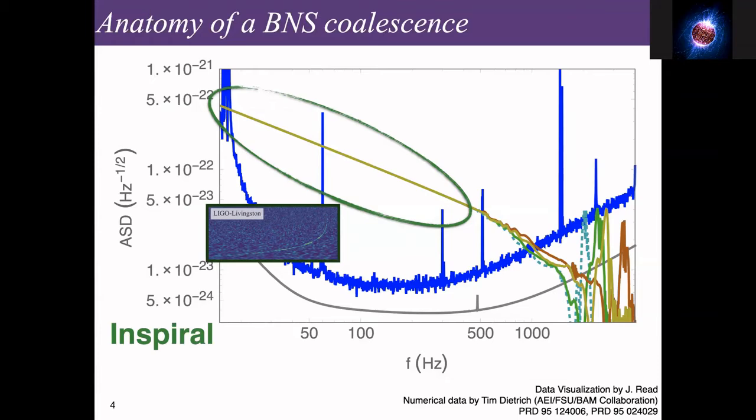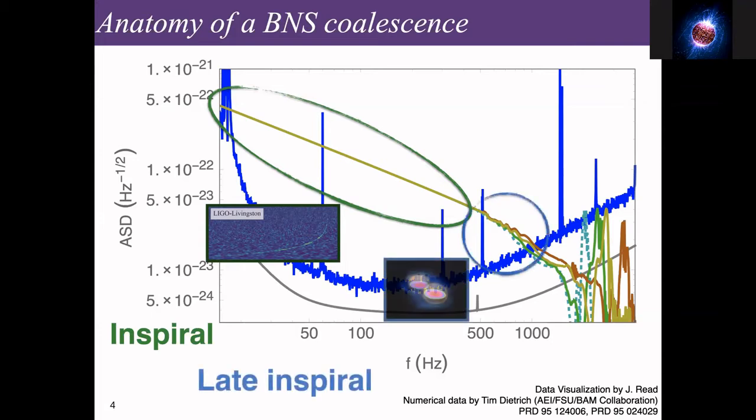This is the vast majority of the signal we're observing. This lasts for 2 minutes for the first signal we observed. Even more, at design sensitivity it could last up to 10, 15 minutes. But this signal is not so interesting for equation of state studies, but it's still useful because it tells you things like the neutron star masses or the neutron star spins.